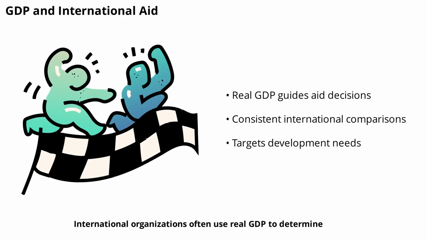International organizations often use real GDP to determine aid eligibility and measure progress in developing countries. Real GDP provides a consistent basis for comparing economic performance and targeting assistance where it's needed most.